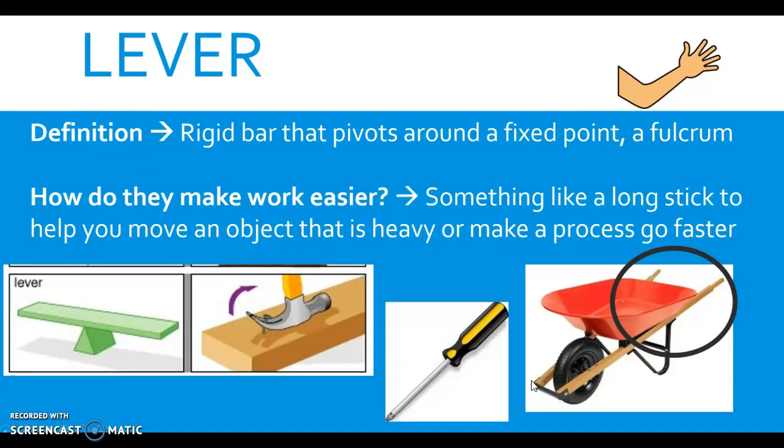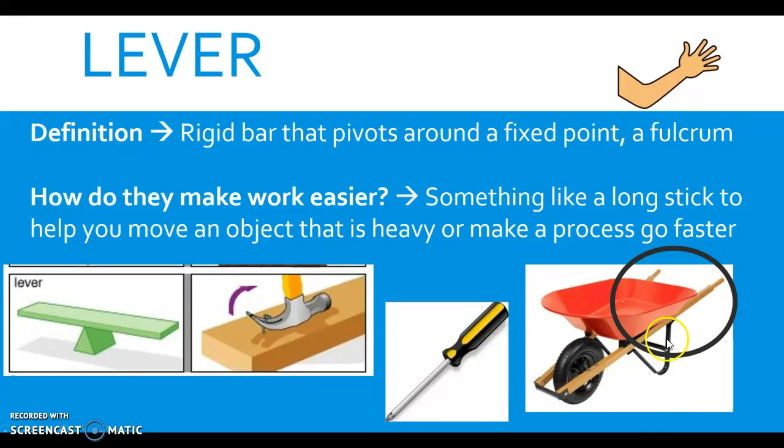And our last simple machine is a lever. What is a lever? A lever is a rigid bar that pivots around a fixed point. We call that fixed point a fulcrum. How do they make work easier? Well, it's something like a long stick that helps you move a heavy object or make a process go faster. We come back to the wheelbarrow example.